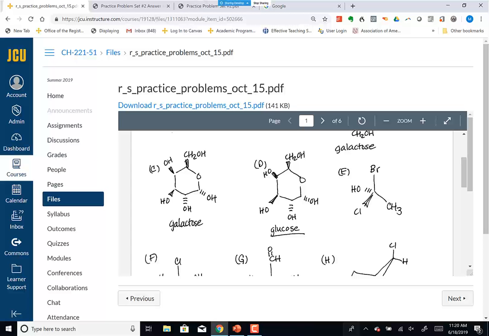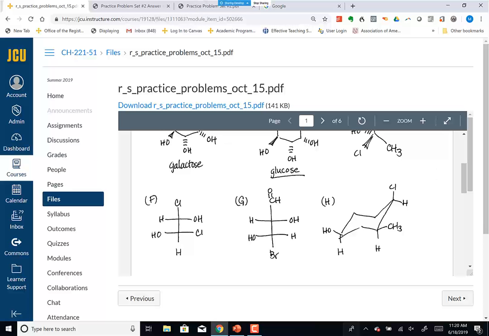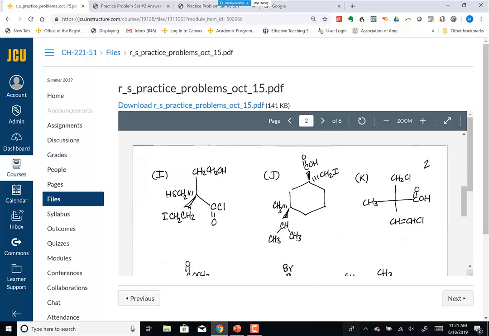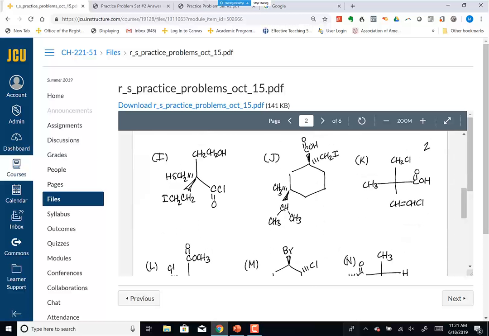Save the rings for last, because those will test your tie-breaking rules, because you might have to go way down the line to break the ties. But some of these, like a chair, there's an example of a chair. So there's lots of problems on here for you to practice on.